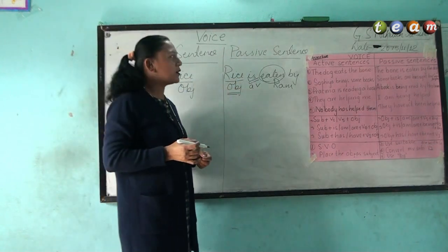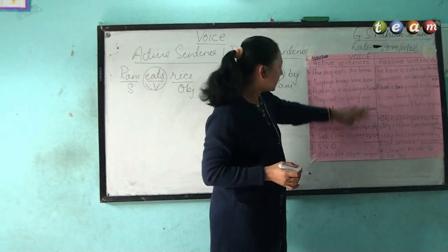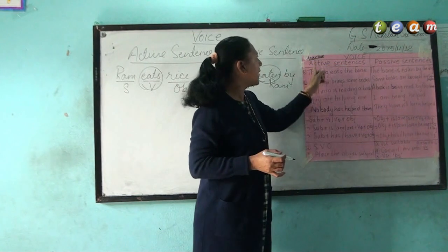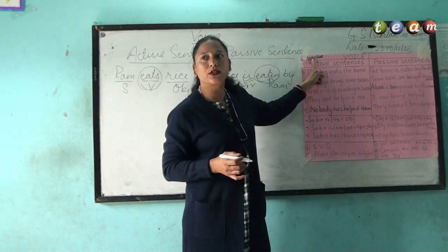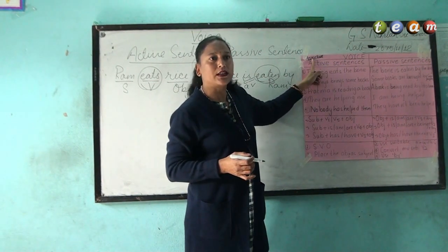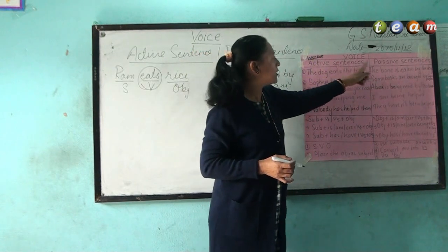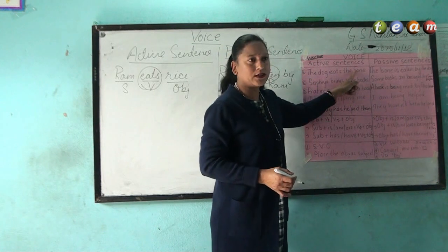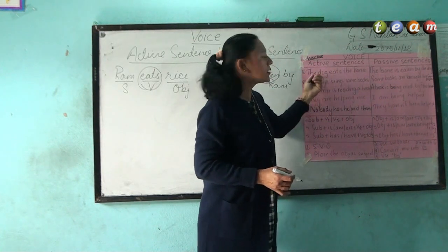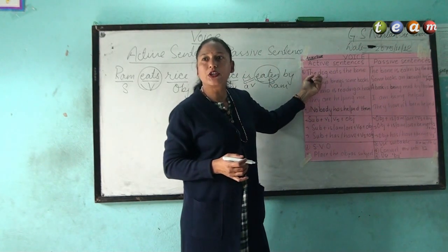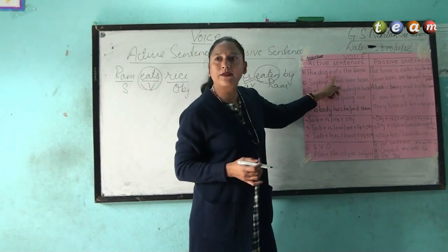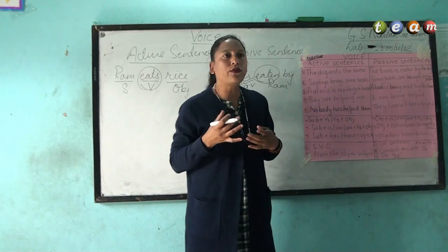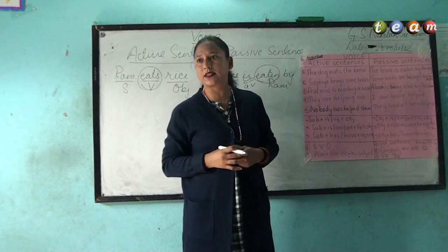Now you can see some examples here too. Here they are pasted on the board: active sentences and passive sentences. You see, the types of sentences also are necessary to know. The dog eats the bone. The dog eats the bone. What is the subject here? The dog. What is the verb here? Eats. What is the object? The bone. So how can you find out the subject, verb and object?